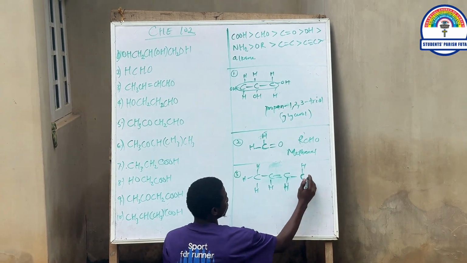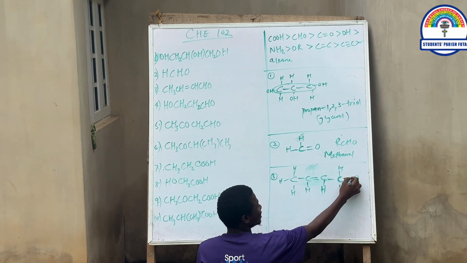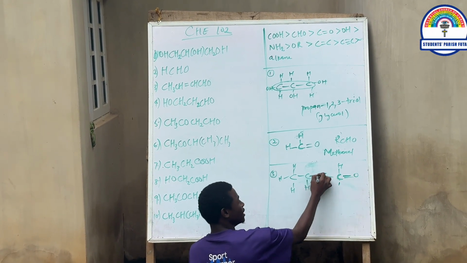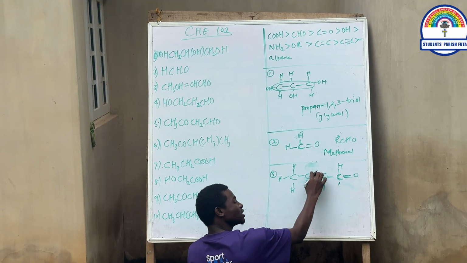Let me write it. Just put your O here. So this is the nal family, and this will be position number 1 because it is the main decider. This is a double bond, even the double bond to O. This is the nal family. This is the ene family, carbon-carbon double bond.